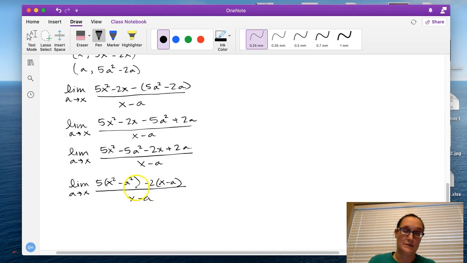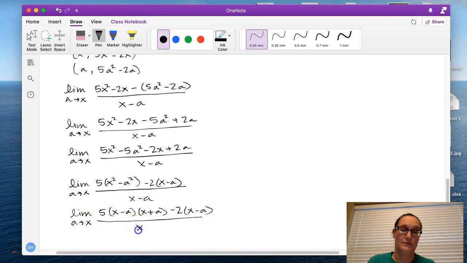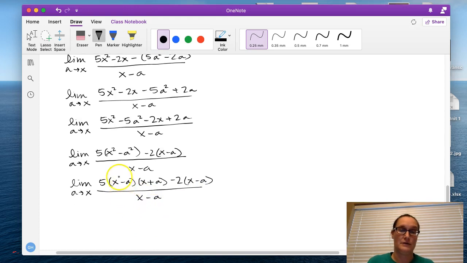We can't cancel it yet because you have to have an x minus a in every term to be able to cancel it. Technically, you need to be able to factor an x minus a out of the numerator to be able to cancel. So we're going to factor that x squared minus a squared as a difference of squares. So it's going to be x minus a, x plus a. And then we have -2 times x minus a. I am going to skip the whole factoring the x minus a out of the numerator because once you have one in every term, then it's legal to cancel. If you have questions about that, ask during class. But it is now legal to cancel that since we have one in every term.